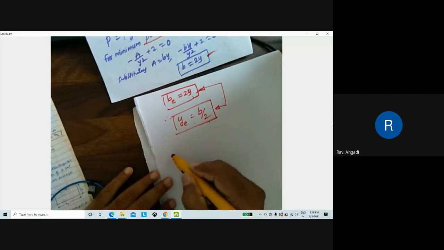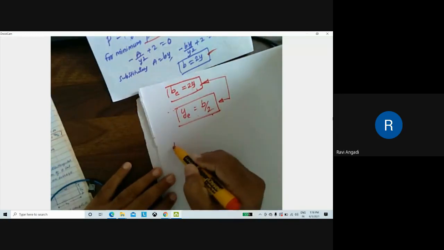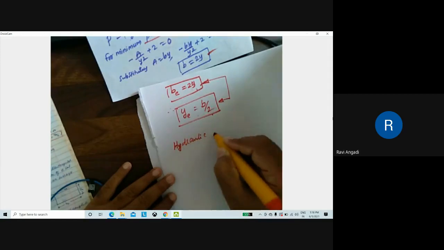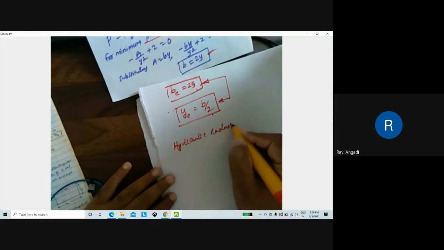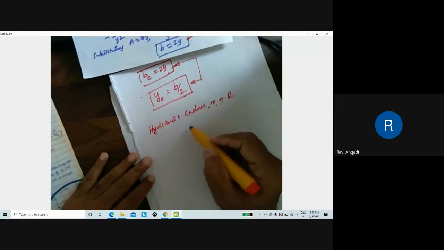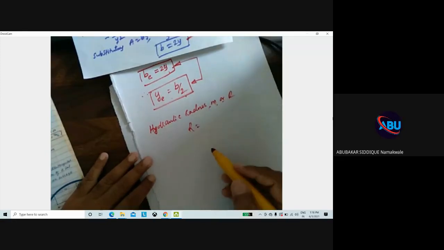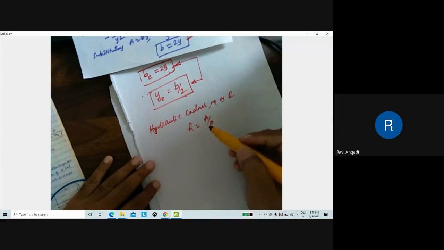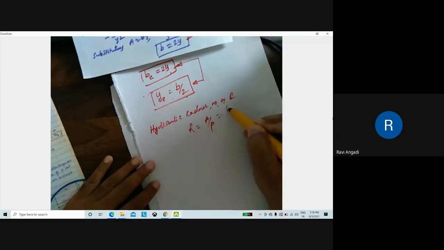Okay, then also you can calculate the hydraulic radius. What is the formula for hydraulic radius? You can call it m or R. R equal to A by P. Yes, A by P. But already you have calculated the area, B into y. Then perimeter is what? B plus 2y, correct?